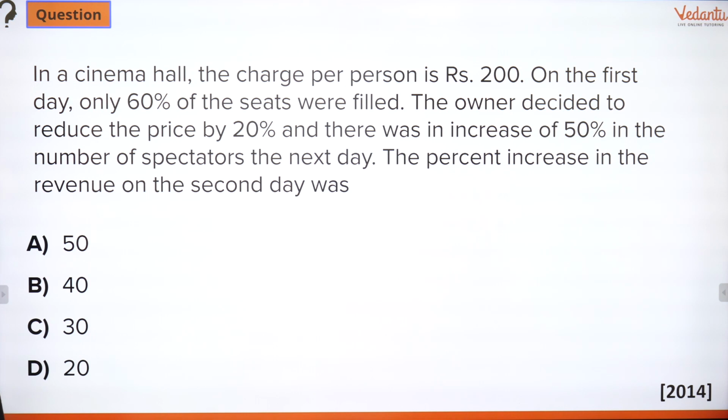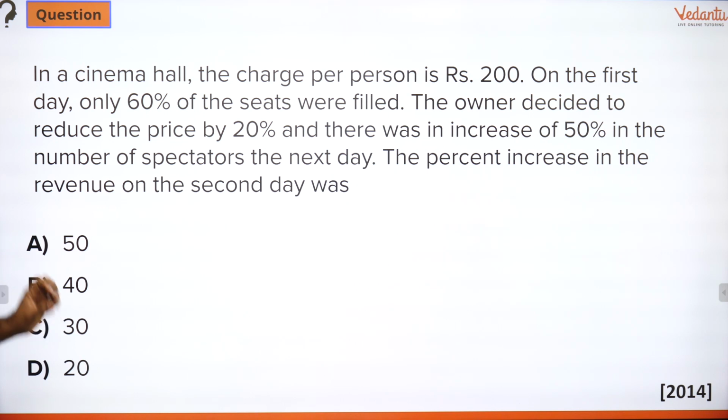Now, the percentage increase in the revenue of the second day. That means what? Compared to the first day, on the second day, I make more money if I'm the owner. So I'm not a dumb owner, I'm a smart owner. Why is this owner smart? Because look at all the options. All the options are positive. If all the options are positive, that means he actually had an increase in revenue. He made a good move.